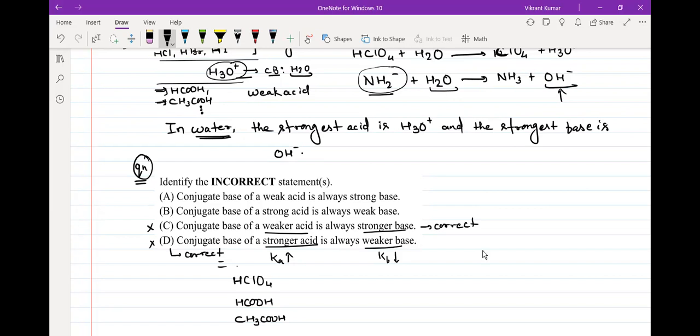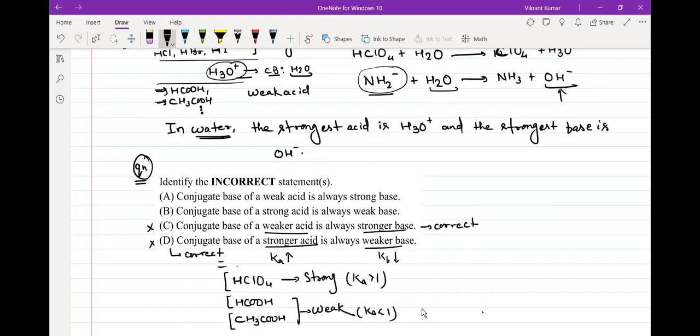Now if I say stronger and weaker, we will say HClO4 is stronger than HCOOH, and HCOOH is stronger than CH3COOH. But when I say strong, which one is it? Only this one is strong. These two are weak acids, right, because their K values are less than 1. Now listen carefully: when I say strong acid, its K is greater than 1, and when I say weak acid, its K is less than 1.